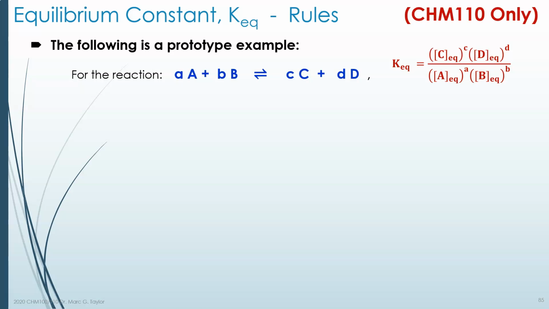So our equilibrium expression would be the concentration of each of the products at equilibrium, and then we raise those to the power of however many products are formed of that type. So for capital C molecule, we raise the concentration at equilibrium to the little c power. And we do the same thing for D, we do the same thing for the reactants as well, and we end up with this equilibrium expression.